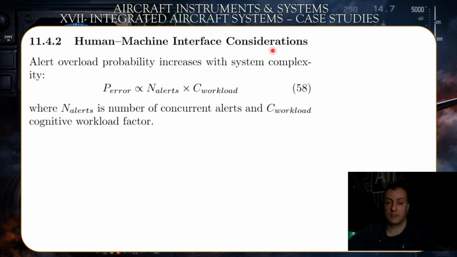Human-machine interface considerations. Alert overload probability increases with system complexity. So the probability of error is directly proportional to the number of alerts multiplied by the cognitive workload factor. So as the number of alerts increases within the cockpit, this becomes more taxing to the pilots in order to deal with it. Okay, so the crew would become confused. Plus, you add to that the cognitive workload factor, how much cognitive ability the crew has in order to deal with the number of alerts being displayed.